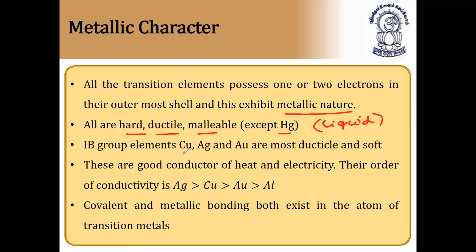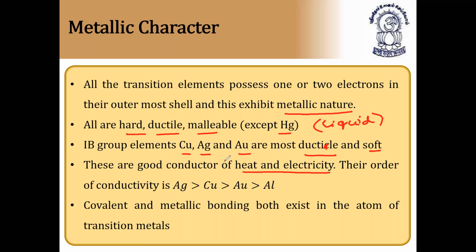One big group of elements, that is copper, silver, and gold, are ductile and soft. These are good conductors of heat and electricity, that is copper and silver. Silver is the best conductor, as we already know.